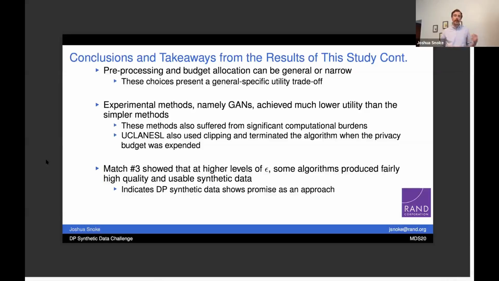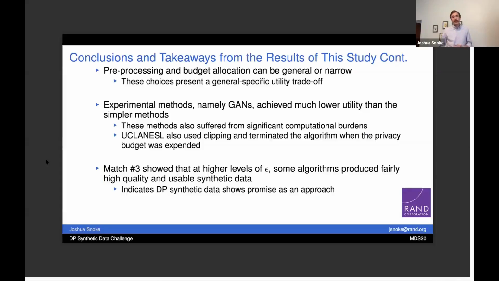But I do think a really big question for GANs will be, how do you handle this problem of it terminating potentially before it's optimized? And then the last point, which I want to highlight, just to end on an optimistic note, is that in match 3, particularly as we looked at the higher levels of epsilon, some of the algorithms performed fairly well. They produced fairly high quality and usable synthetic data.